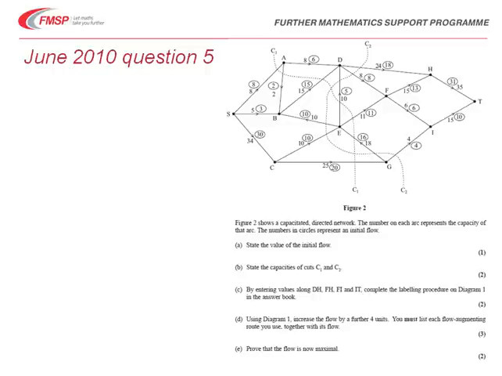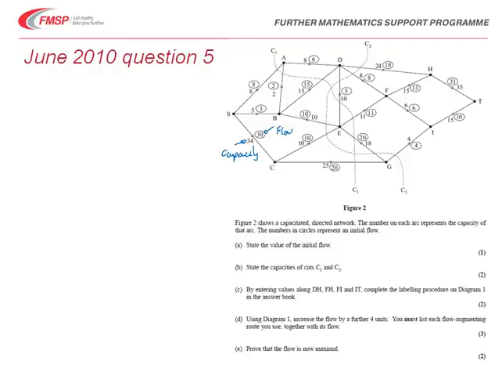The 34 on SC, for example, is the capacity, and the 30 is the initial flow, so the flow that we're going to use initially in our solution. It says state the value of the initial flow in part A of the question, and then we need to work out the capacities of cuts C1 and C2, which are shown on the diagram, and then enter values along DH, FH, FI and IT. We need to complete the labeling procedure on diagram 1, which is something in the answer book.